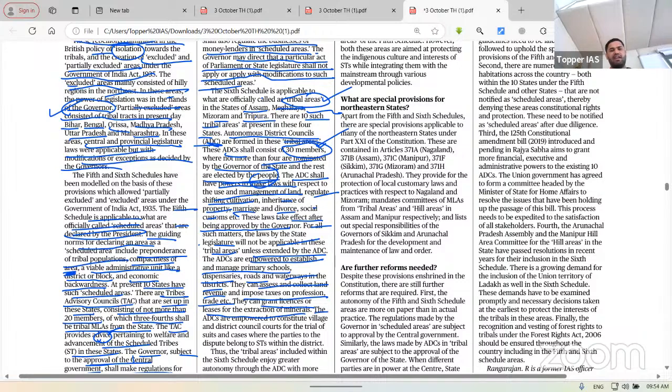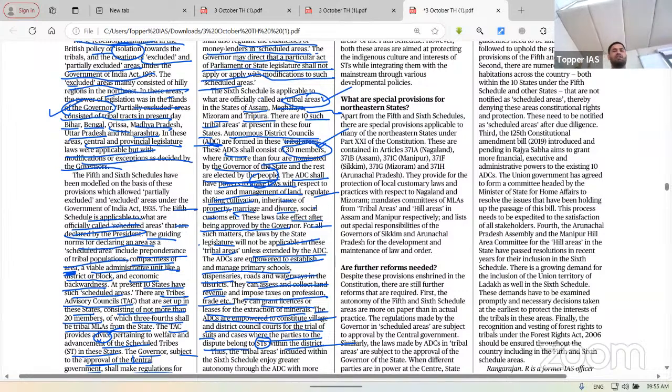The ADCs are empowered to constitute village and district council courts. They can also constitute courts. Understanding this? They also constitute what? Village and district council courts for the trial of suits and cases where the parties to the dispute belong to STs within the district. If there is any dispute between the ST population there, any dispute, okay, they will try these cases. Okay, they also have power to establish courts.